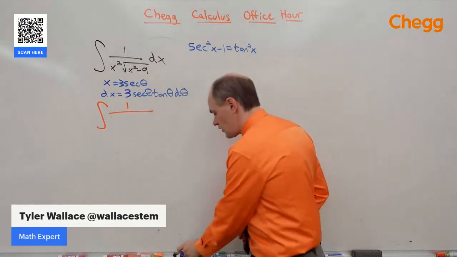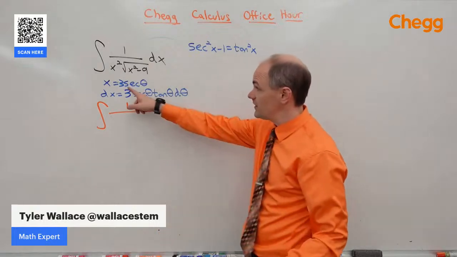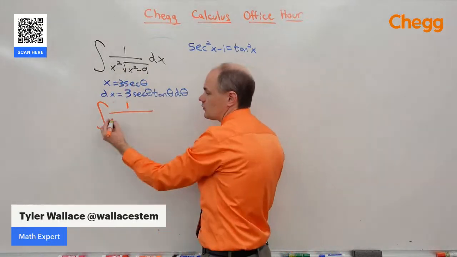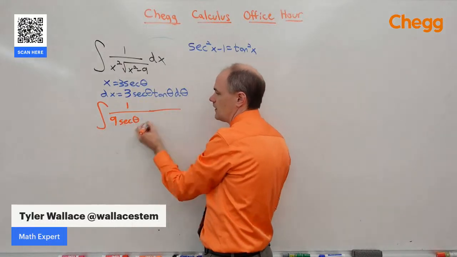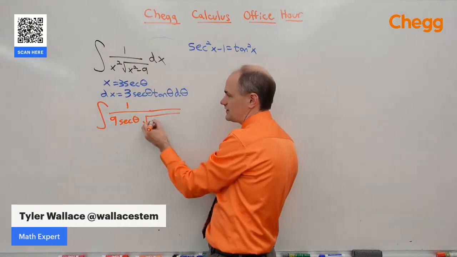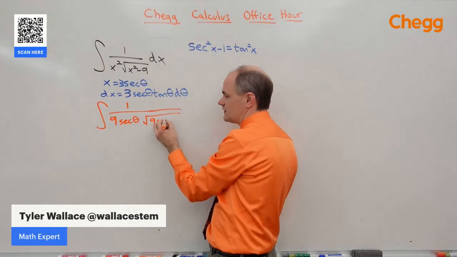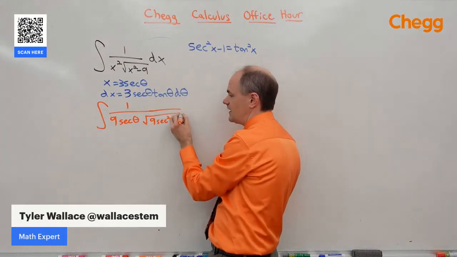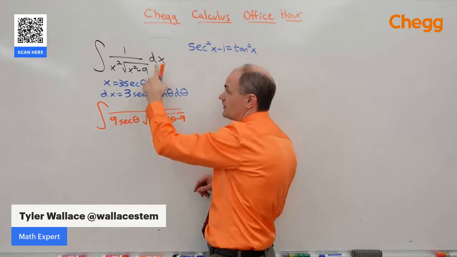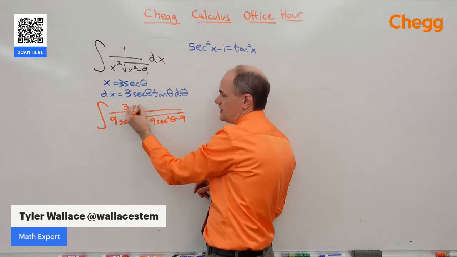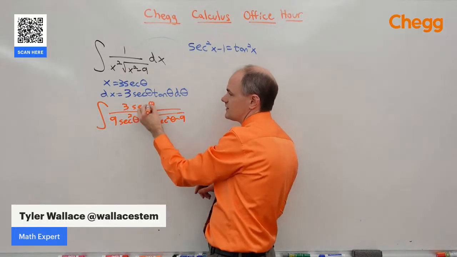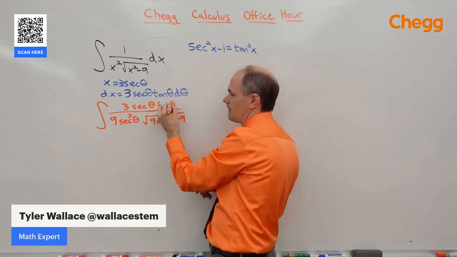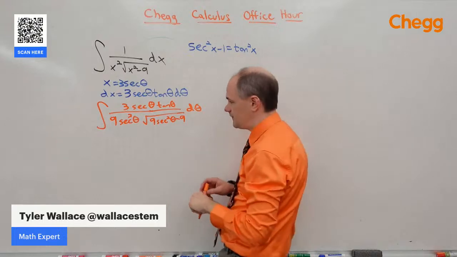All right, so with the square root in there, because we're going to end up squaring it, x squared then is 9 secant of theta. Then we've got the square root, which has x squared, which is 9 secant squared of theta minus 9. The numerator is our dx, which is 3 secant, oops, I didn't square my secant. 3 secant theta tangent theta d theta.